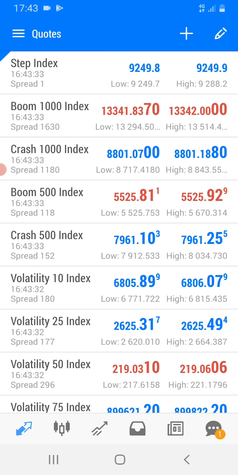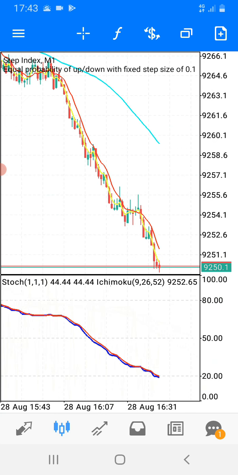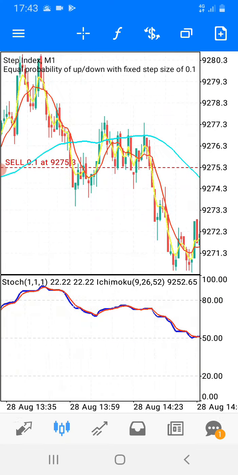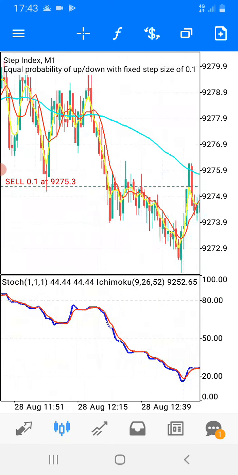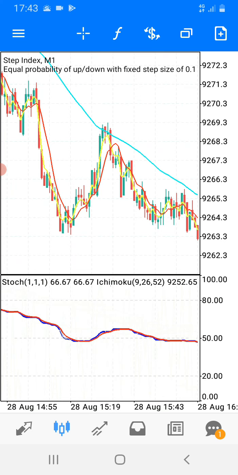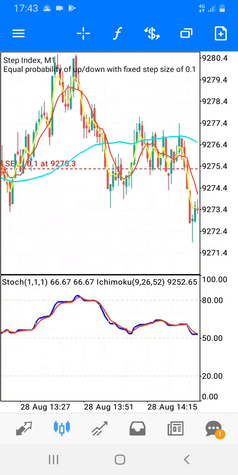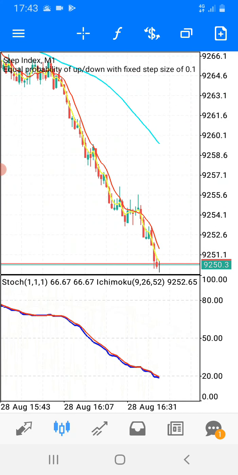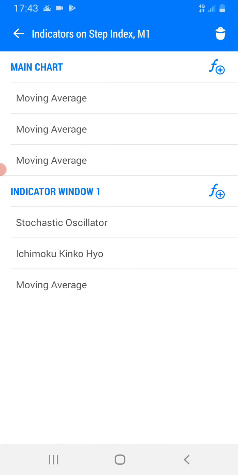Guys, I'm going to show you the most powerful strategy ever. I repeat, ever. The strategy is very, very powerful in trading. So guys, simply now I will show you the parameters.